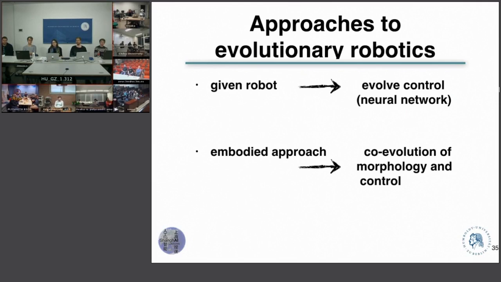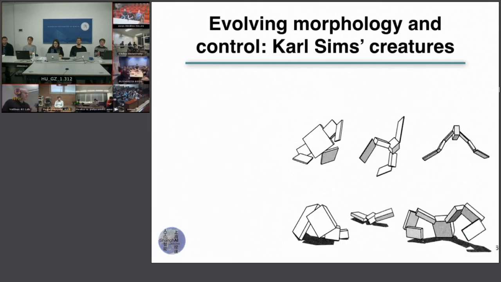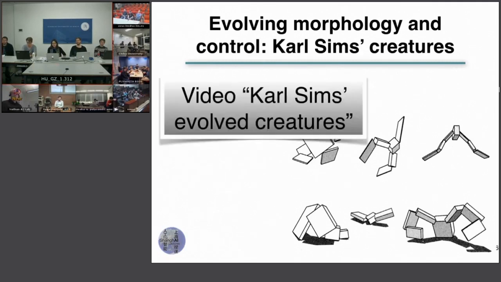And in the embodied approach, you go further than that, so you co-evolve both the morphology and the control. One famous example for evolving morphology and control is Karl Sims' creatures. Karl Sims came up with these creatures that are built of different geometric patterns in a simulation, and used evolution to evolve the morphology and the behavior of these agents. Nathan, can we play the video, please?